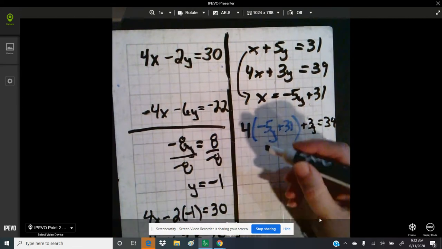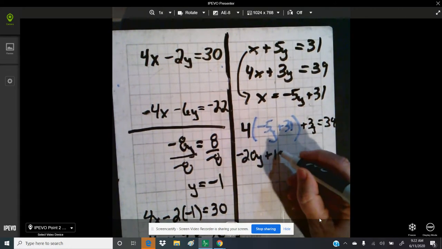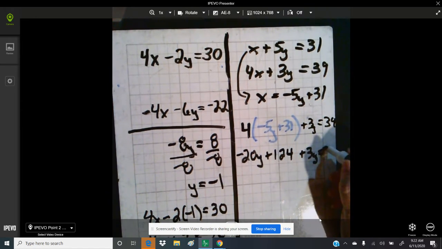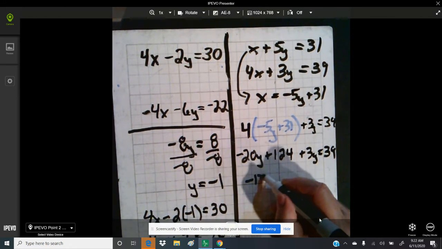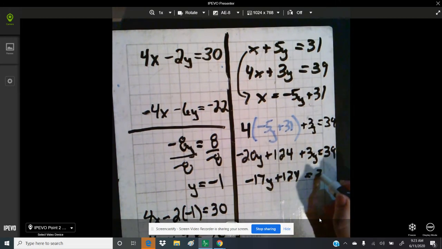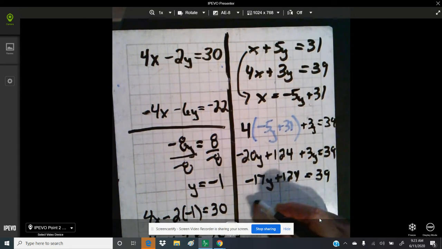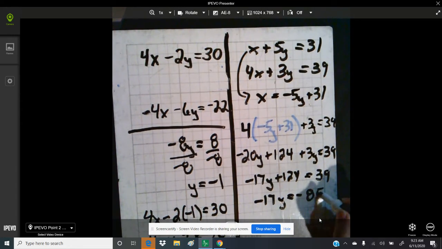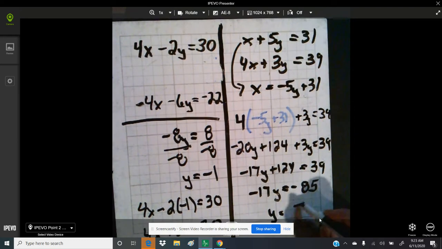I just have to distribute the 4. So I'm going to get -20y plus 124 plus 3y equals 39. I'm going to combine all my like terms. So I'll have -17y plus 124 equals 39. I'm going to subtract the 124, so I'll have -17y equals -85. And then just divide by -17, so I'll have y equals 5.